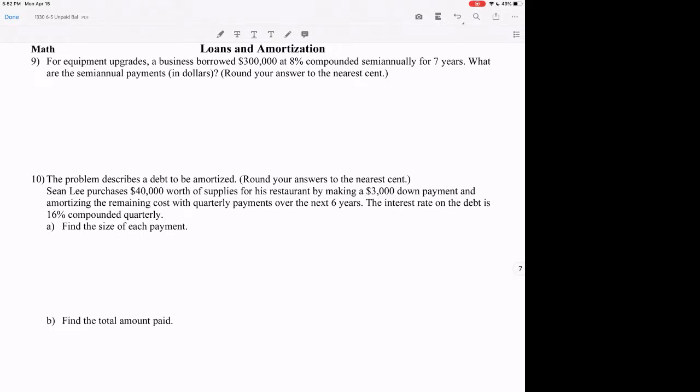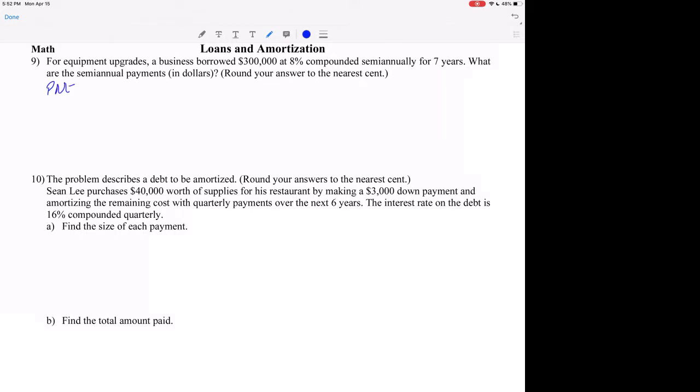The video covering examples 9 and 10. So for example 9, we have a business that has borrowed $300,000 at 8% compounded semi-annually for 7 years. And we want to know what the payments are. All right, so this one is a straightforward question.